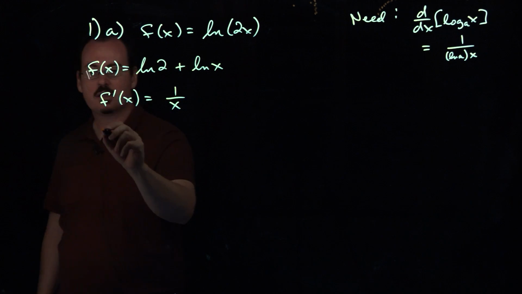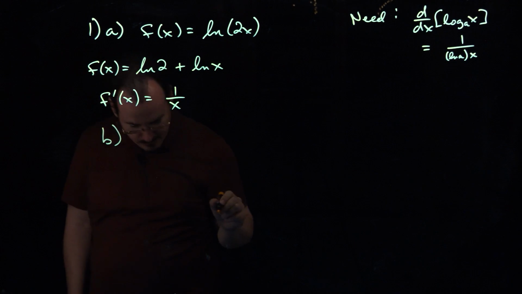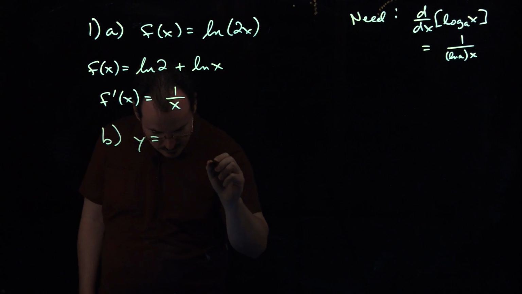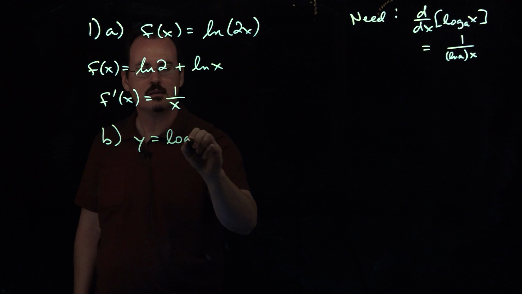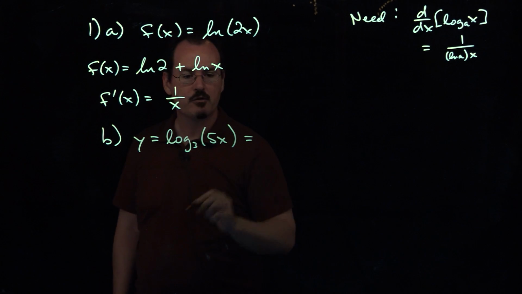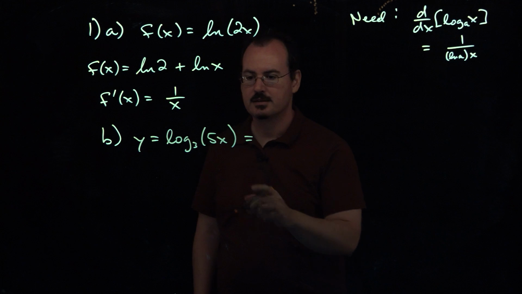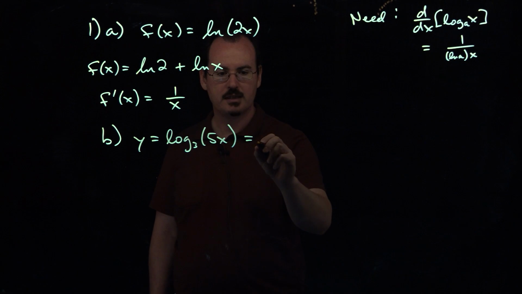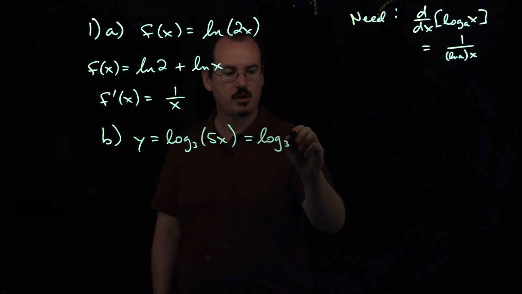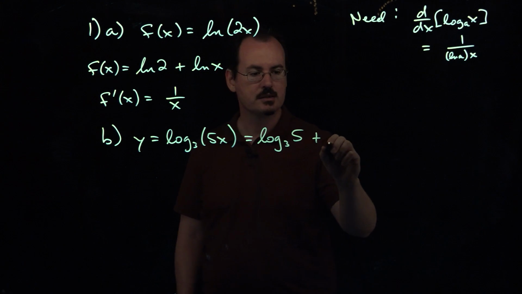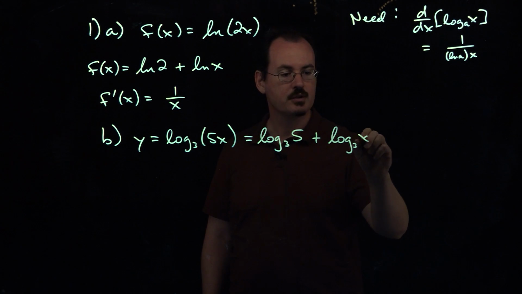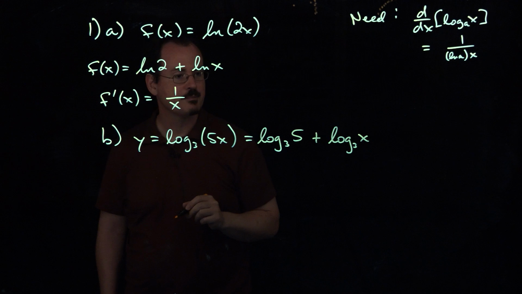Okay, the next part, we have a logarithm with a different base, so we will actually have to be using that formula. So this is y equals log base 3 of 5x. And again, the first thing I would recommend doing here is to separate this. This is a product. We can use that nice property of logarithms that will separate this into a sum of two other logarithms. So we'll get this. And this works for any base logarithm. You can always split it up like that if you have a product.